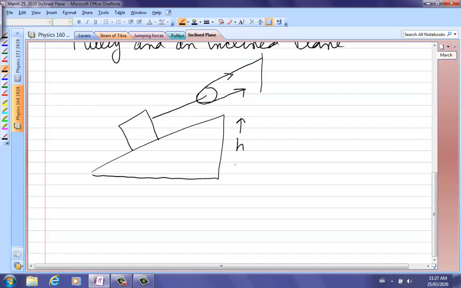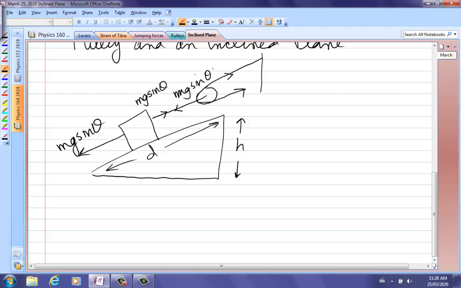So this is the height that we want to lift this mass through. This is the length of the ramp. And now, remember, the component of gravity is mg sine theta. That would be here. Should be here as well. So this would be mg sine theta. This would be mg sine theta. So as far as the pulley is concerned, the load on the pulley is mg sine theta. This is where you're pulling. So this is Fa, and this is Fa. All ropes have the same tension.